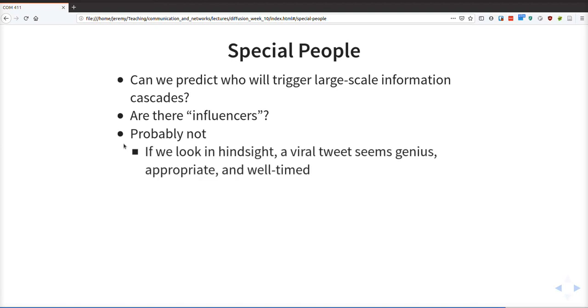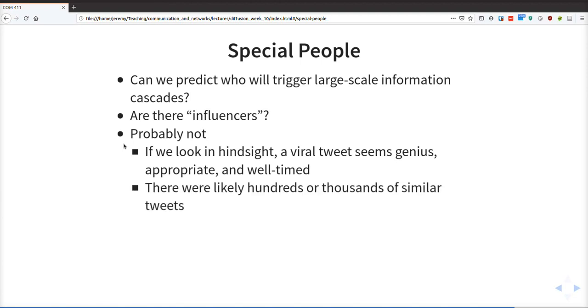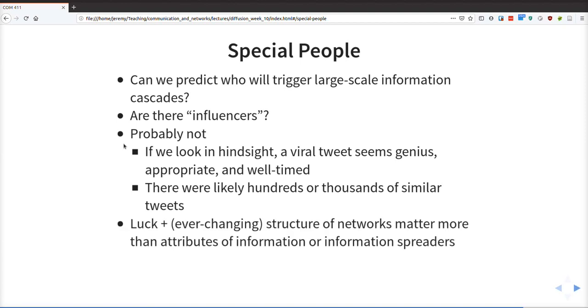He says that if we looked in hindsight, a viral tweet seems perfect. It seems ideal and perfectly suited. And of course it went viral because look how funny it is, or look how appropriate it is, or look how it calls out this person in just the right way. But in reality, there were likely at that same time hundreds or thousands of similar tweets that were just as funny, just as appropriate, that could have gone viral instead. And so his argument is that the luck plus the changing network structure matters more than the attributes of the information or the people who spread the information.